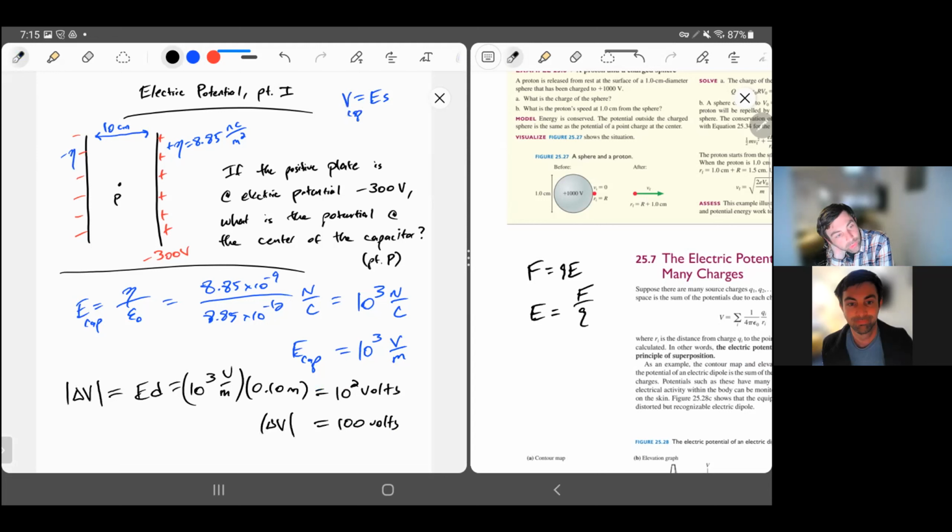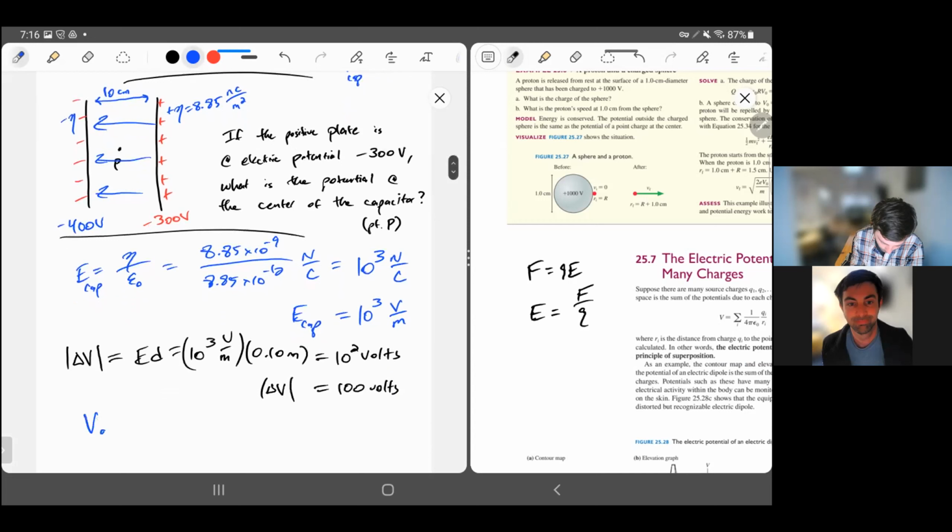So is the negatively charged plate right here at negative 400 volts or negative 200 volts? Maybe pause the video and see if you can guess that one. See, the electric field is pointing from the plus to the minus. And remember, the electric field points in the direction of decreasing electric potential. So the electric potential at the negative plate is 100 volts less. So it looks like the potential here is going to be minus 400 volts.